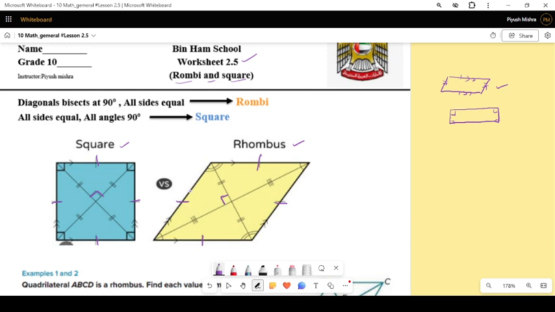Let me quickly remind you again what is the difference. Between the square and rhombus, only one difference is there, that here the diagonals are not equal and here the diagonals are equal. The second difference is the corner angle: in the square it is 90 degrees, here it will not be 90 degrees. Okay, so now we are ready to start the questions.